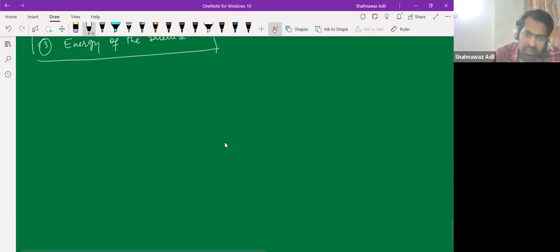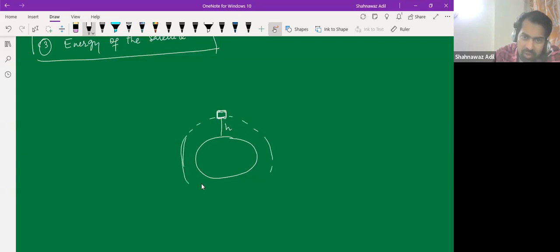So let's say this is the Earth, and something is here at a certain height H above the Earth's surface, and we want to escape from here. So let's say we will have some potential energy. So what would be the potential energy, guys? mgh.